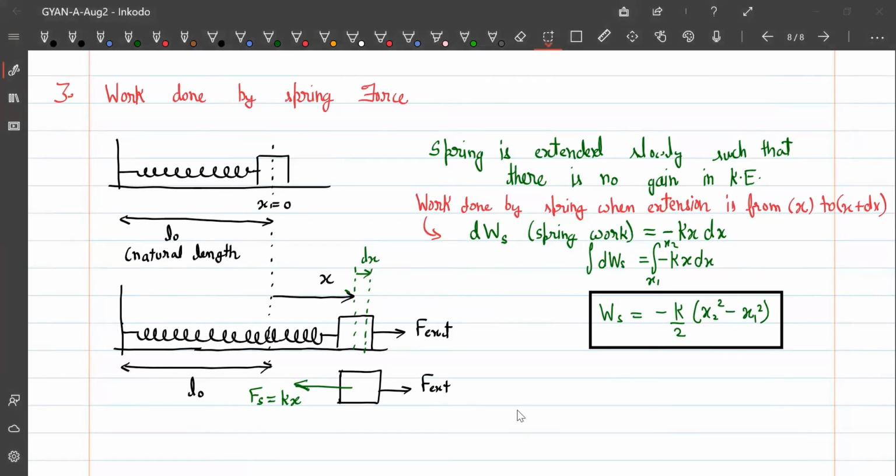So work done by spring is negative. You can write it as minus k by 2 (x2 square minus x1 square). Some students like to remember this in this form. Work done by spring is k x1 square by 2 minus k x2 square by 2.